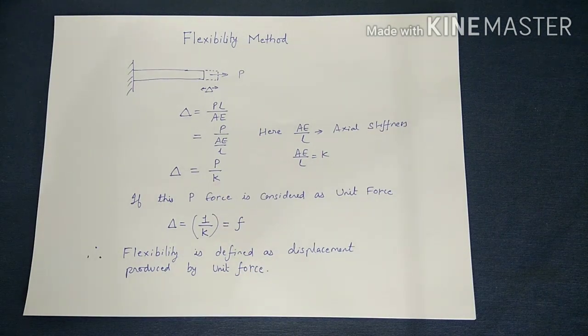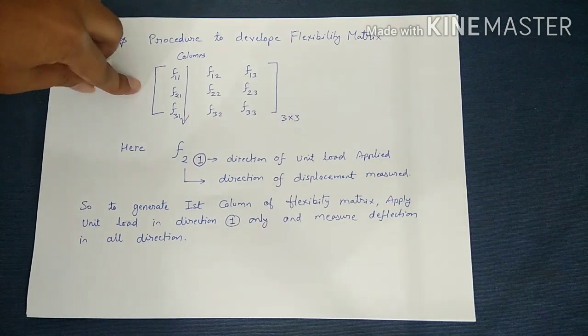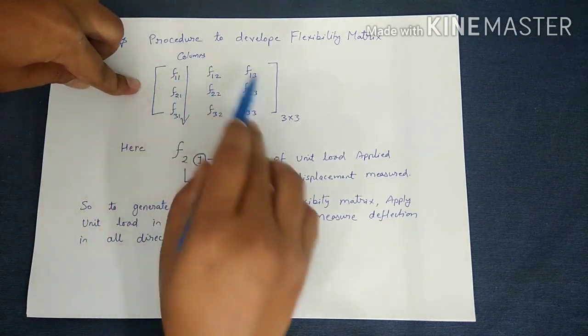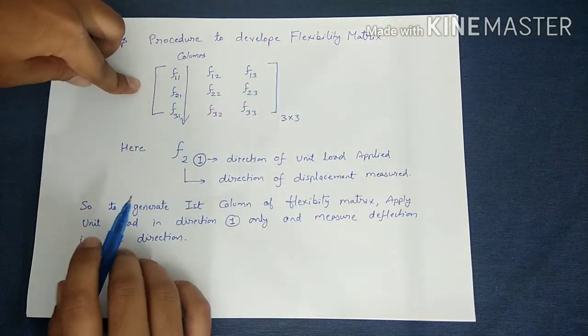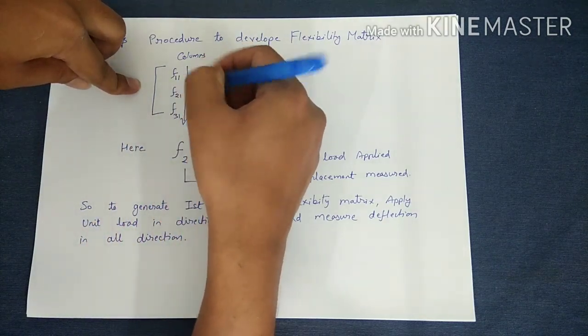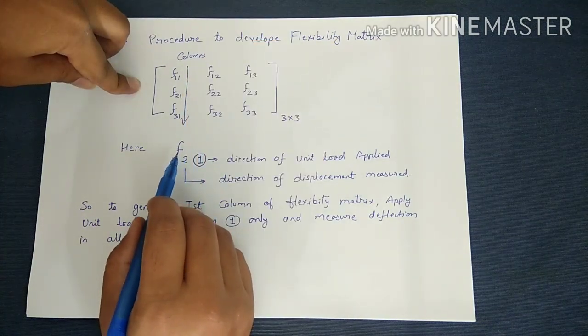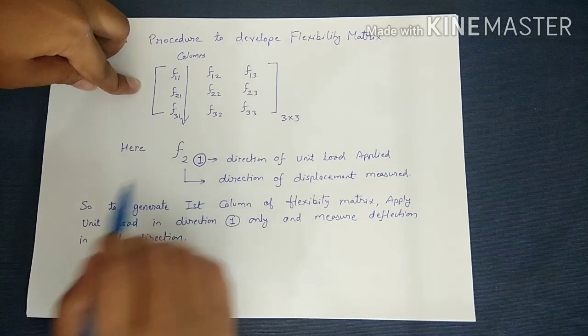Now let's understand how to develop a flexibility matrix. To understand the procedure to develop a flexibility matrix, first we have to understand the progression of the matrix. So consider a 3 by 3 matrix in which there are 9 elements. These vertical elements are known as columns. Elements are denoted somewhat like this.